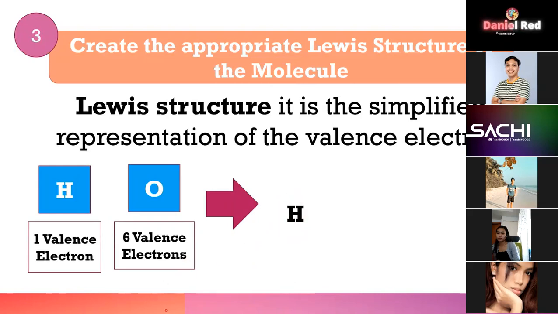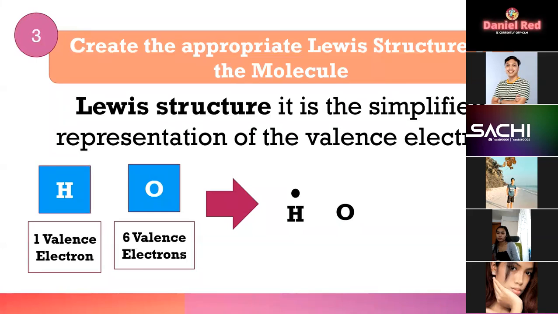Next is to use a dot to represent the valence electron. Since hydrogen has 1 valence electron, we put 1 dot for hydrogen, as you can see in the presentation. The next element is oxygen.